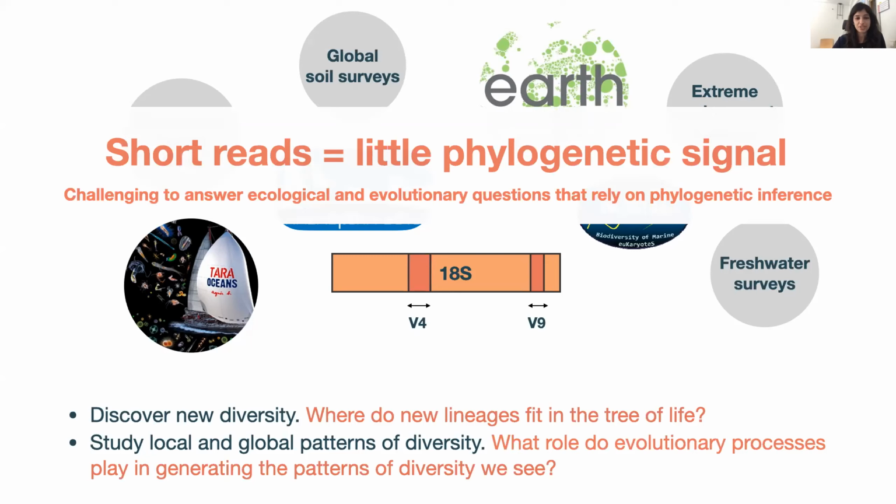However, this metabarcoding approach has one big limitation. These short reads contain very little phylogenetic signal. And this makes it really challenging to answer ecological and evolutionary questions that rely on phylogenetic inferences. So, for instance, it's hard to know where a new lineage belongs in the tree of life because it's so challenging to build phylogenies. And there are still many unanswered questions about the role of evolutionary processes in the patterns of diversity that we see.